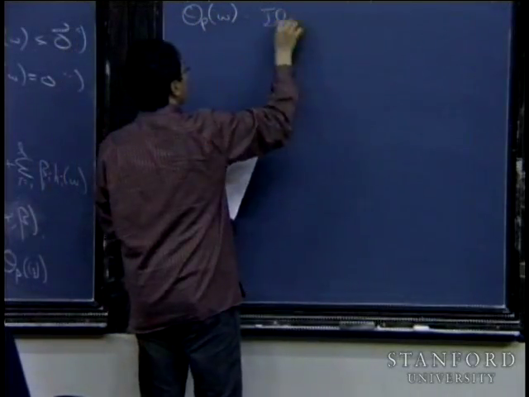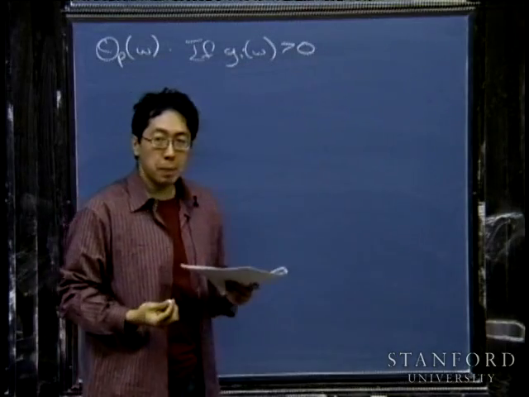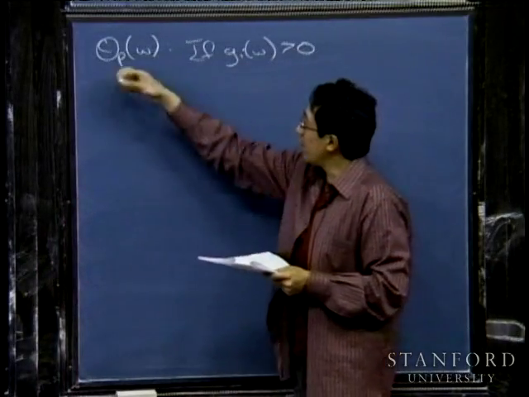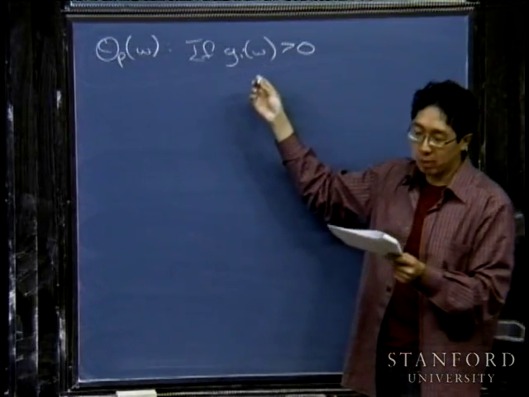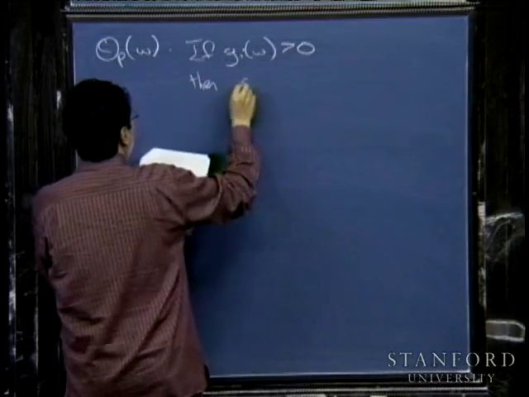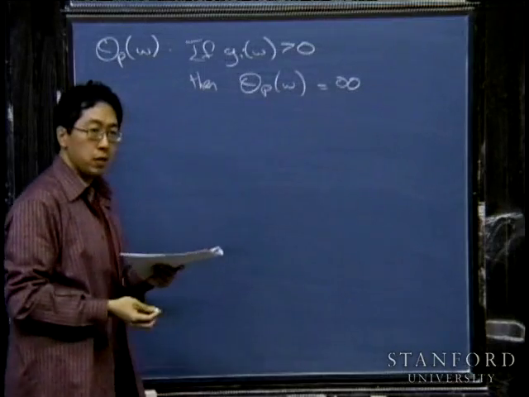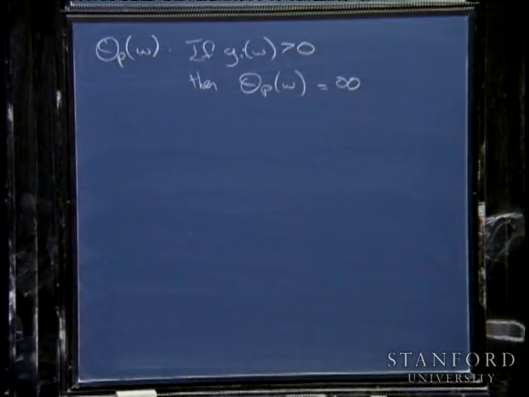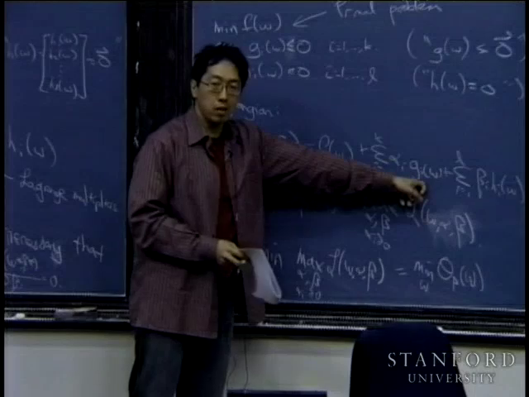Notice that if g_i of w is greater than 0, let's pick some value of w and ask what is theta_P of w. If w violates one of your primal problem's constraints, then theta_P of w will be infinity, right? Why is that? Coming back to the previous board for a second, suppose I pick a value of w that violates one of these constraints, so g_i of w is positive.